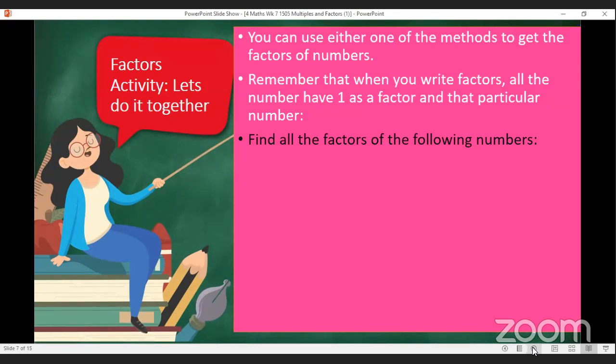And then find all the factors of the following numbers. So the first one that you're going to find is 15. You're going to find the factors of 15. And how do you do that? You do the factor pairs.